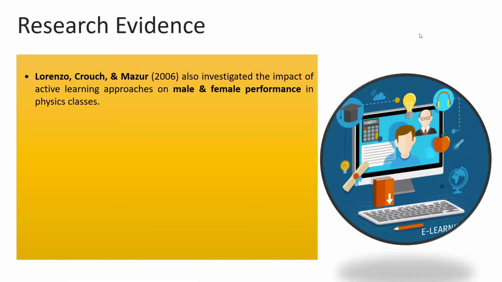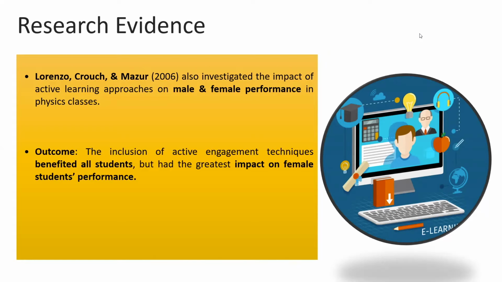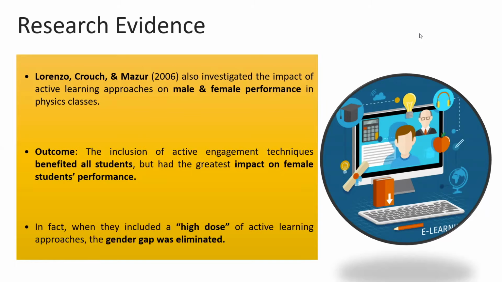As the second research evidence, I would like to present the work of Lorenzo et al., who investigated the impact of active learning approaches on male and female performance in physics classes. Physics is generally a subject which boys take because there is this stereotype that boys are better in physics. It was seen that the inclusion of active engagement strategies in this particular physics class benefited all students. All students learned better through active learning strategies. But the greatest impact was on female student performance. The rise in female student performance was particularly noteworthy after the introduction of these strategies. In fact, in classes where there was a high dose of active learning approaches, the gender gap between the boys and the girls' performance in physics was eliminated, with girls performing as well as boys in this particular paper.